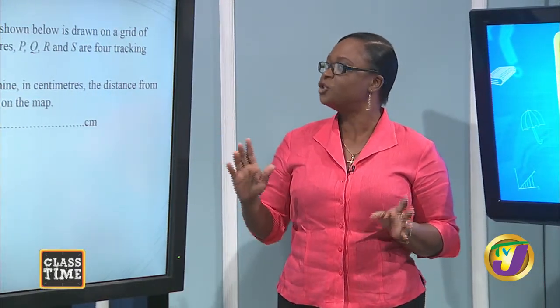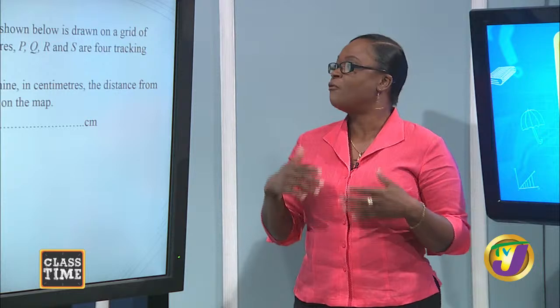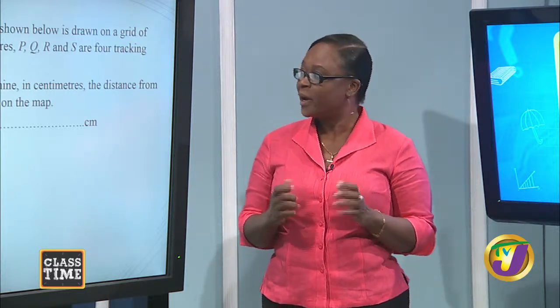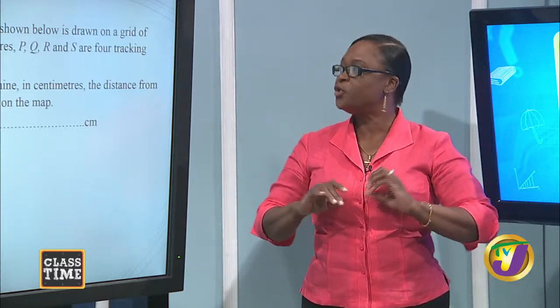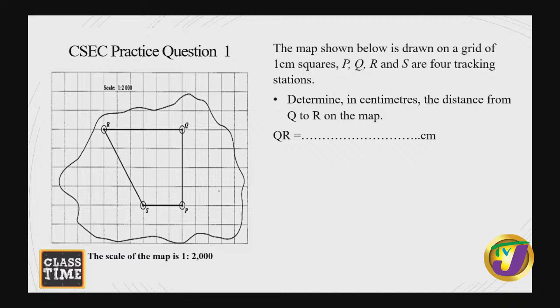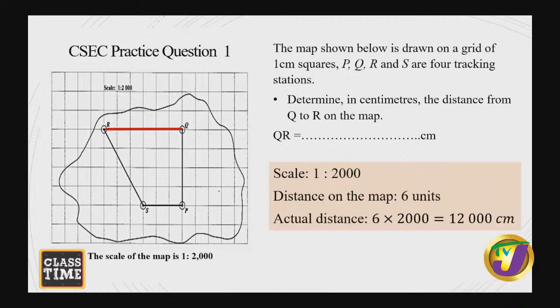We have a map shown below on a grid of 1 centimeter squares, and P, Q, R, and S represent 4 tracking stations. Our responsibility is to determine in centimeters the distance from Q to R on the map, highlighted there for us. And it also states that it should be in centimeters.